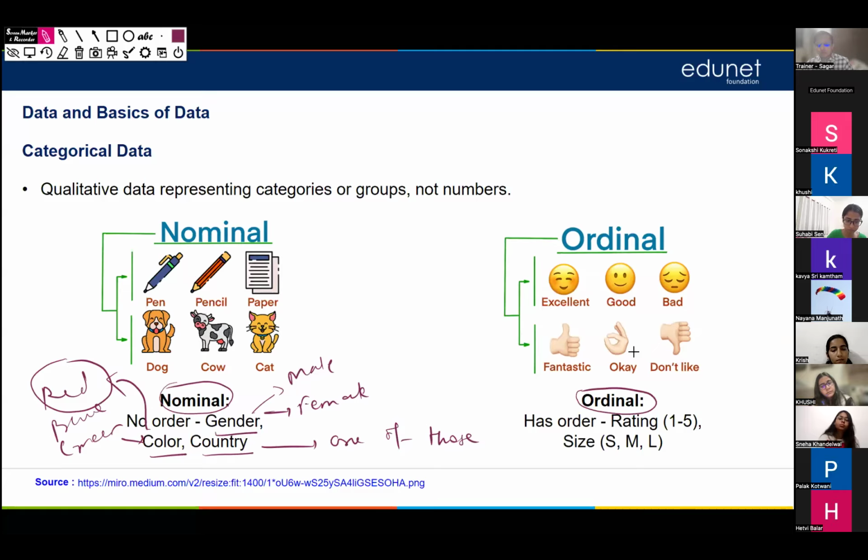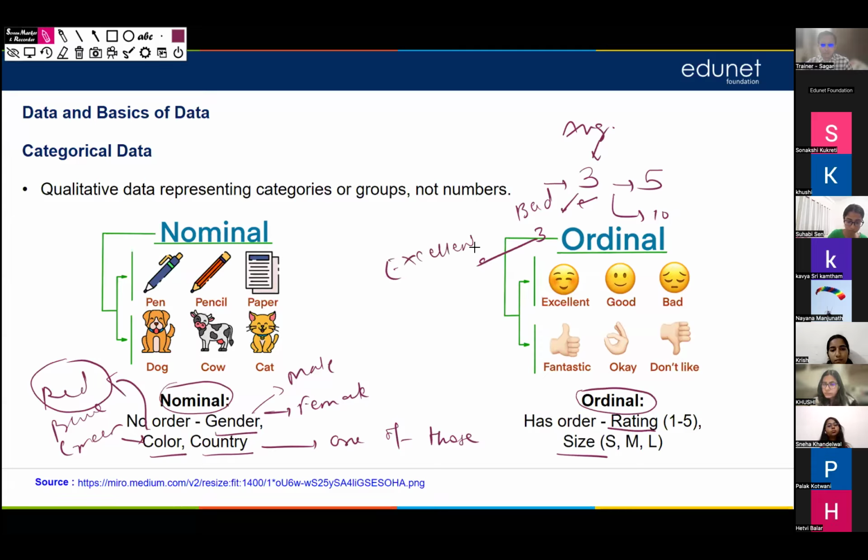Ordinal works on something else. Ordinal works on rating, numbers, or sizes. For example, let's say the rating is 3. Now 3 might mean different things for different people. If I say 3 out of 5, this is maybe average. If I say 3 out of 10, this is definitely bad. If I say 3 out of 3, suddenly this becomes excellent. So this number itself does not denote anything, but it represents itself on a scale.